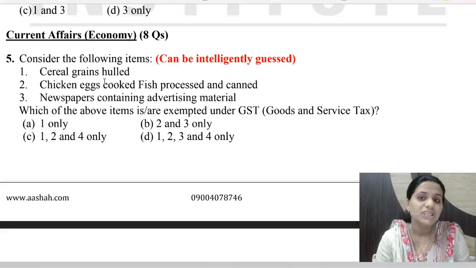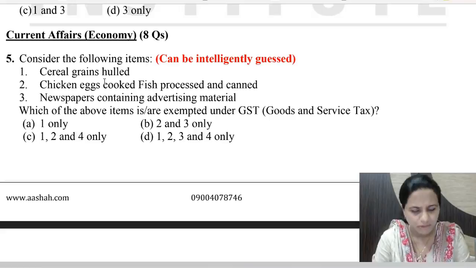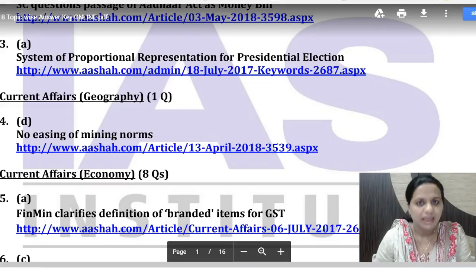So if you're having chicken eggs cooked, it will not be exempted from GST. So again, intelligently using the information which you have, you can say that 2 and 3 will not be exempted. Cereal grains hulled are the raw cereal grains which are being hulled, so of course they are exempted. And newspapers containing advertising material are also not exempted. So the correct option here for option 5 is A, one only.